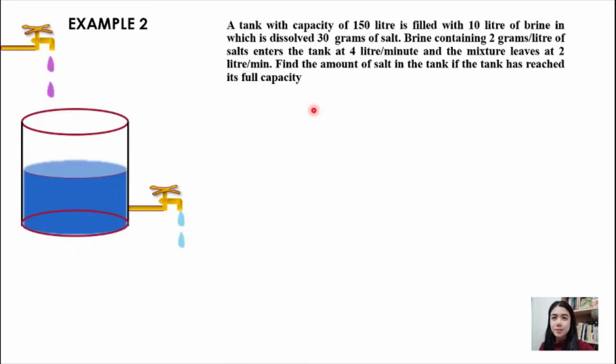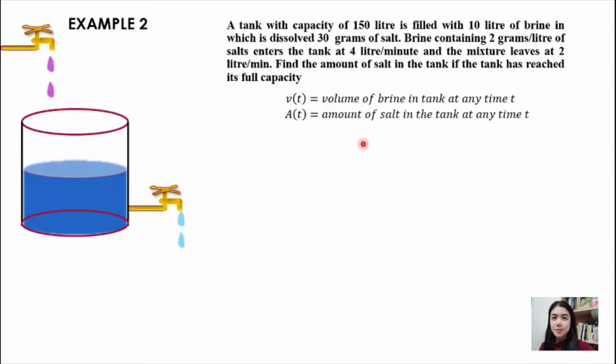Okay, let's just look at the second example. So again, we're going to assume that Vt is equal to the volume of the brine in the tank at any time t, and At is equal to the amount of salt in the tank at any time t. And let's just extract the information from example 2. First of all, it says that the tank has the capacity of 150 liter. So that is the first information that we could gather. So tank capacity is 150 liter.